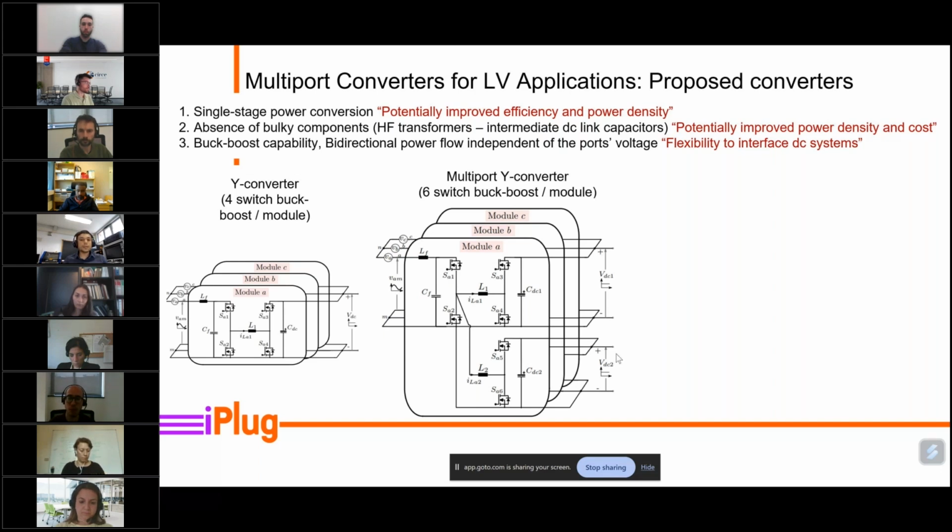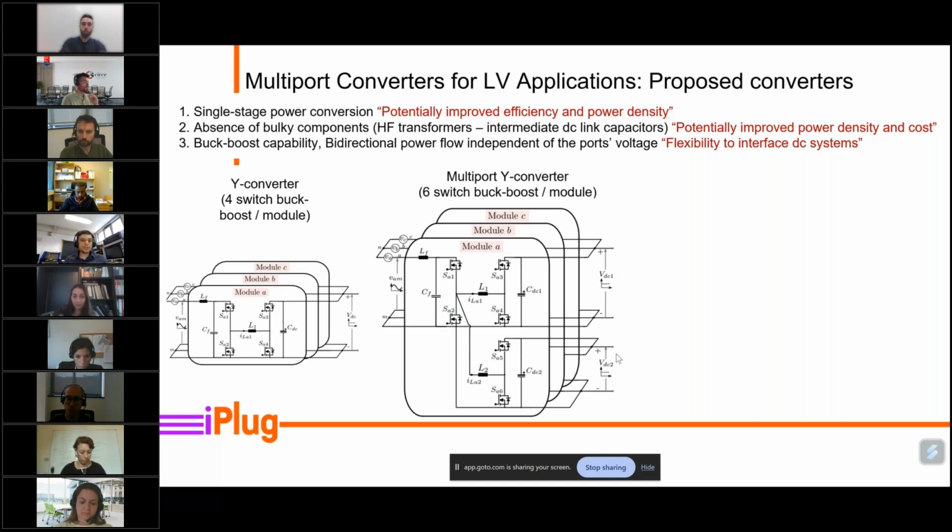We still have very interesting features like single stage power conversion. We don't use any bulky components like multi-terminal transformers or intermediate DC link capacitors. We still have the buck-boost capability by bidirectional power flow at all ports.